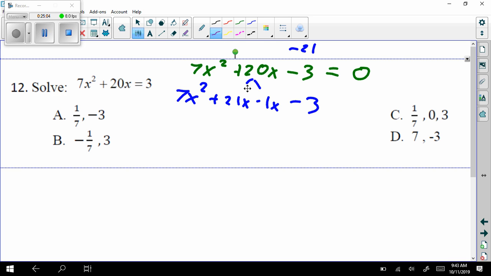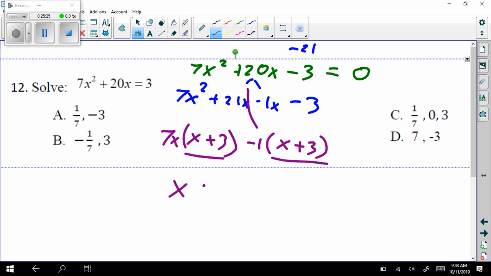Now this becomes a factor by grouping question, so we split it down the middle. 7x gets to come out, and you're left with x plus 3. A minus 1 gets to come out here, and you're left with x plus 3. Those match. That's a factor. And then the 7x minus 1 becomes your other factor.